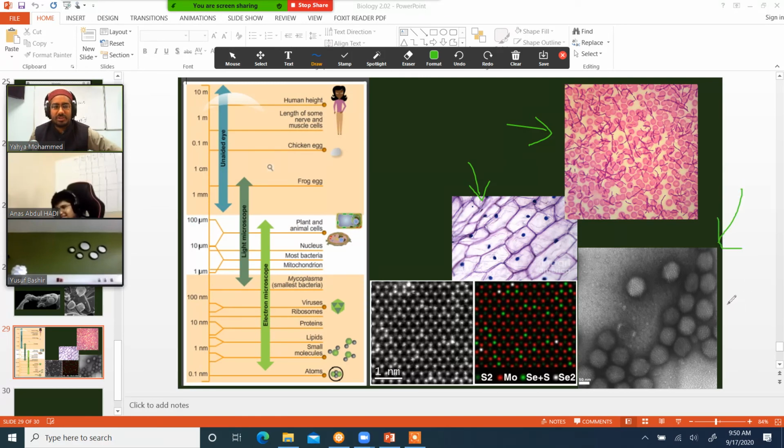Anyone know what this one is over here? Right, this is obviously from a scanning electron microscope. I mean, transmission or scanning. I think it's a scanning. No, I think this is transmission. This is transmission, brother. This is 100% transmission.